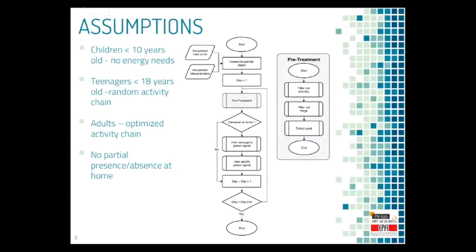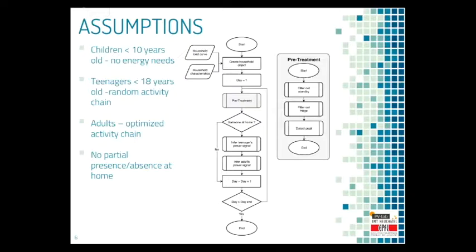So we have some main assumptions to have a look at here. As we have seen previously, one of the inputs to the algorithm is the age group of the people. We want to emphasize here that children below 10 years are not considered to have their own energy needs.